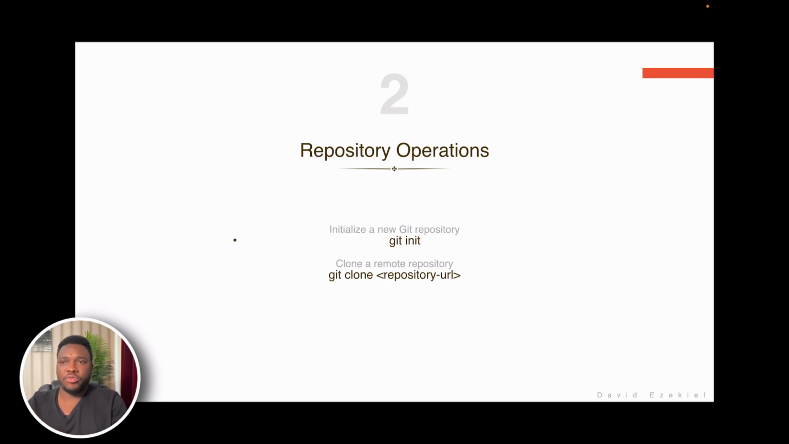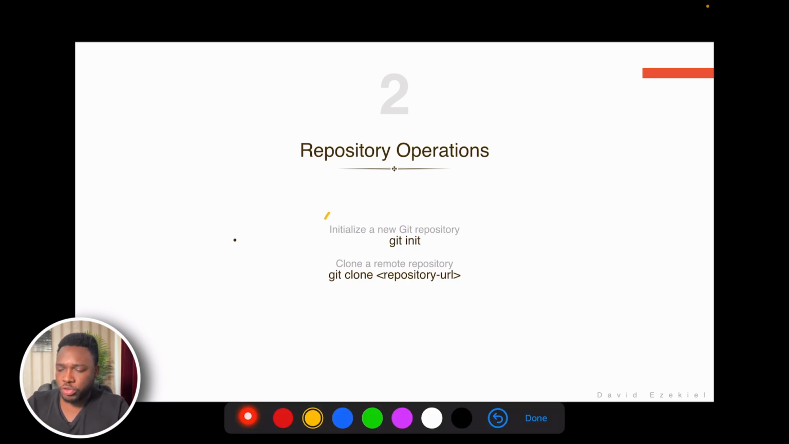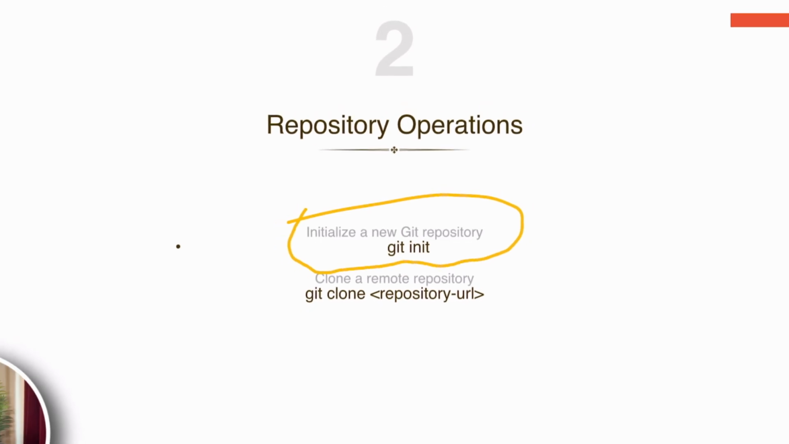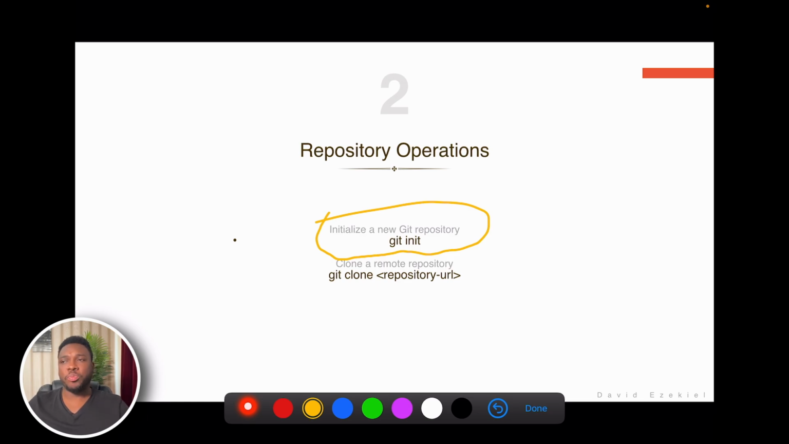To initialize a new Git repo, you use git init. The git init command creates a new Git repository in the directory you are currently in. What it does is that it initializes Git version control, so any changes you make from this point onward can be tracked. This helps you to be able to track that.